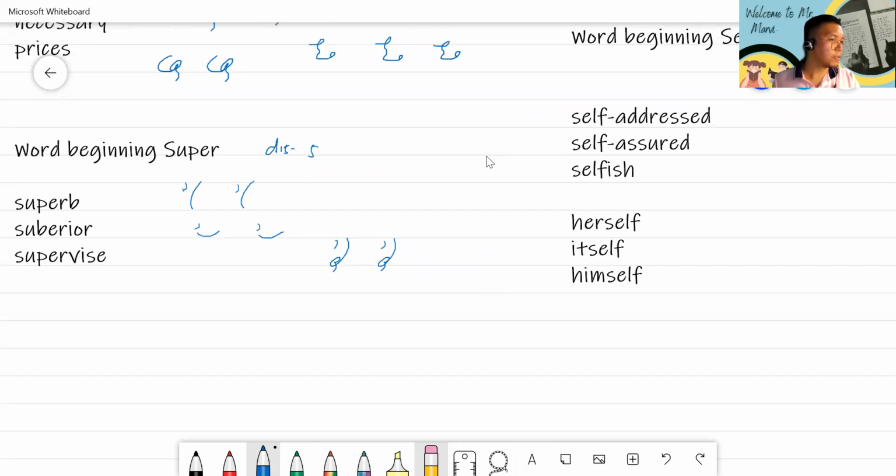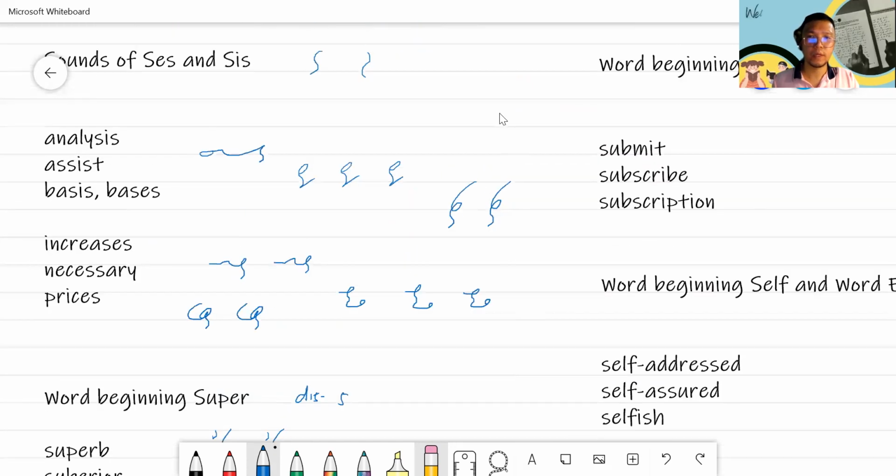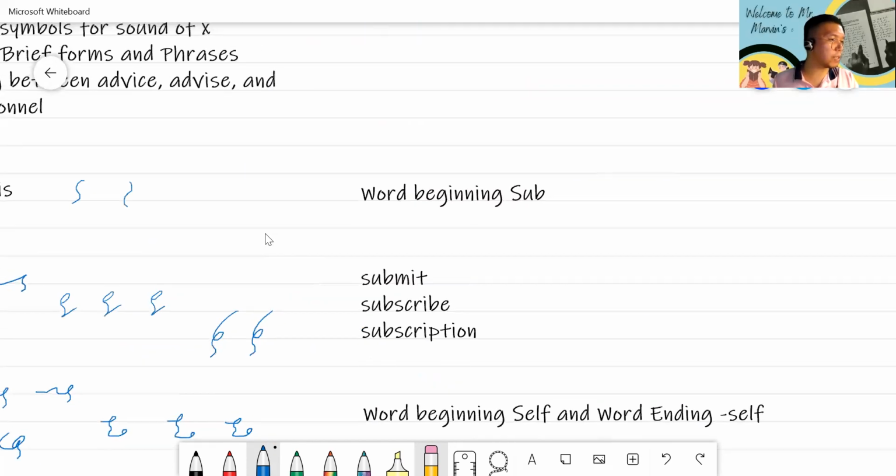All right. So let's have the word beginning sub. In terms of the word beginning sub, this time it is actually a joined S again. Most probably it could be a right or left S. So let's have the word submit. We have the word beginning sub, MET for submit. Let me write it again. Sub, MET for submit.